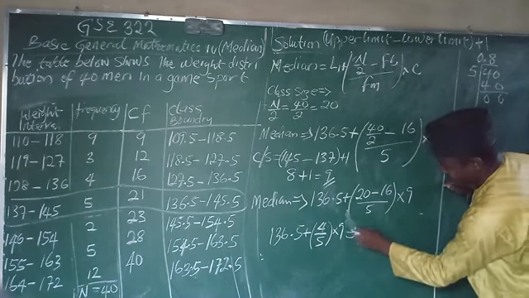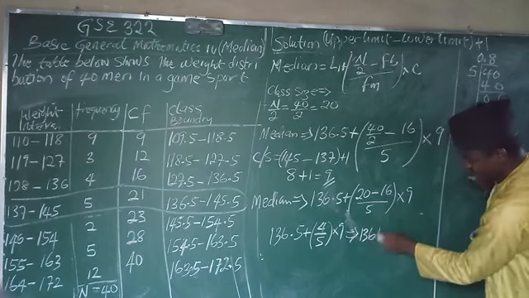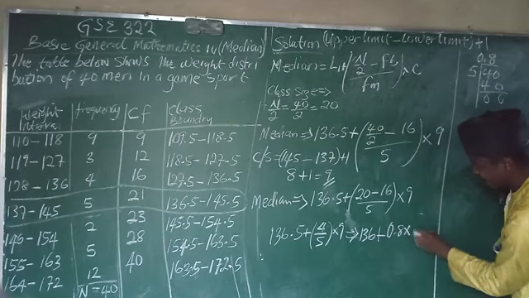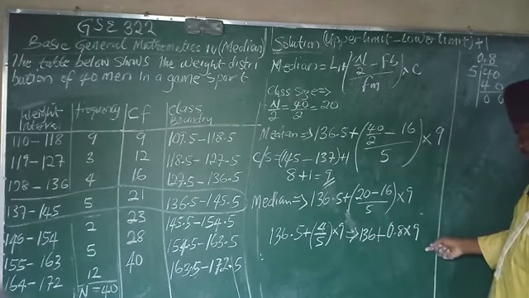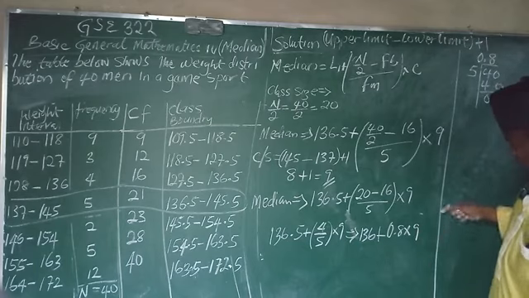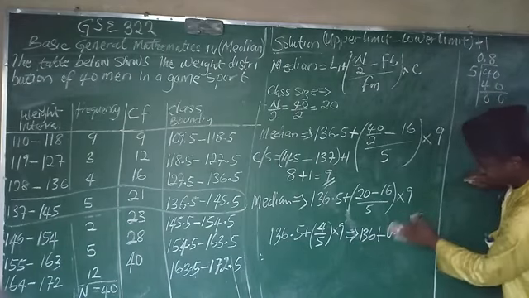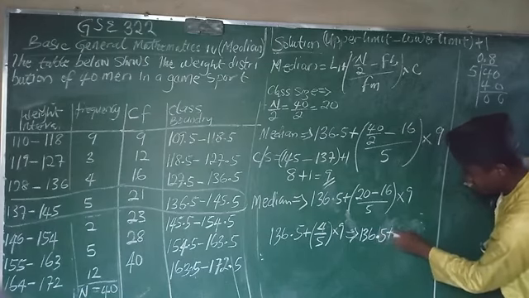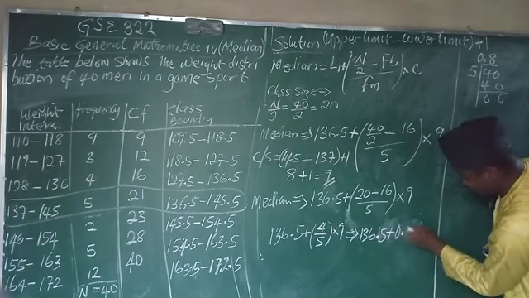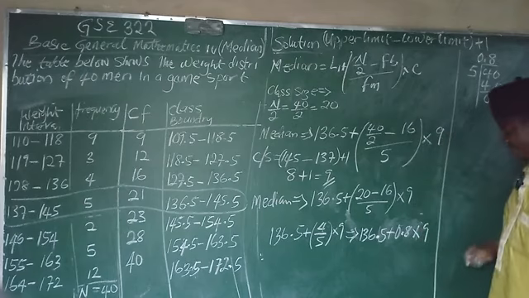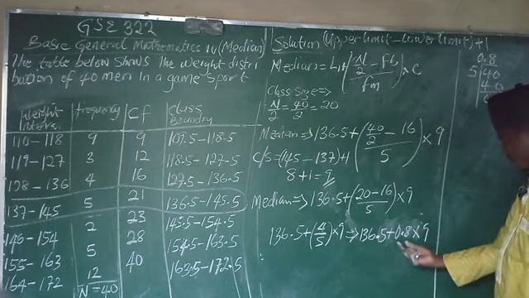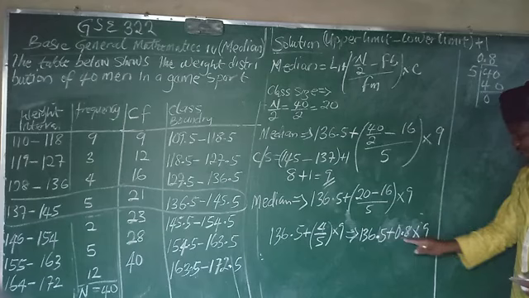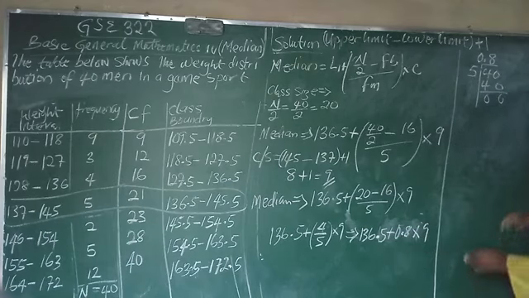Therefore, this implies that 136.5 plus 0.8 times 9. So we are still on the board work. We have to clear the 0.8 times 9. This 0.8 times 9, we take care of it before we continue.